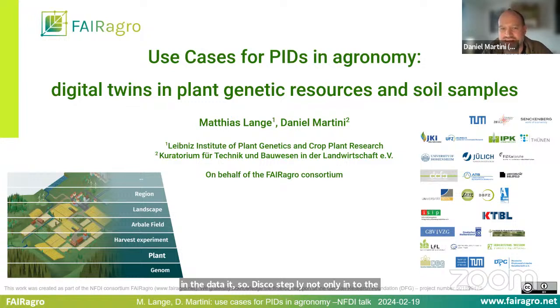Basically the idea is to be able to create digital twins for research objects within our domain, which can then be tracked during the whole data and research life cycle, and be assigned with metadata and provenance, for example. And for that, we picked two examples: plant genetic resources on the one hand and soil samples on the other hand. And I will start with illustrating a little bit the use case about plant genetic resources.